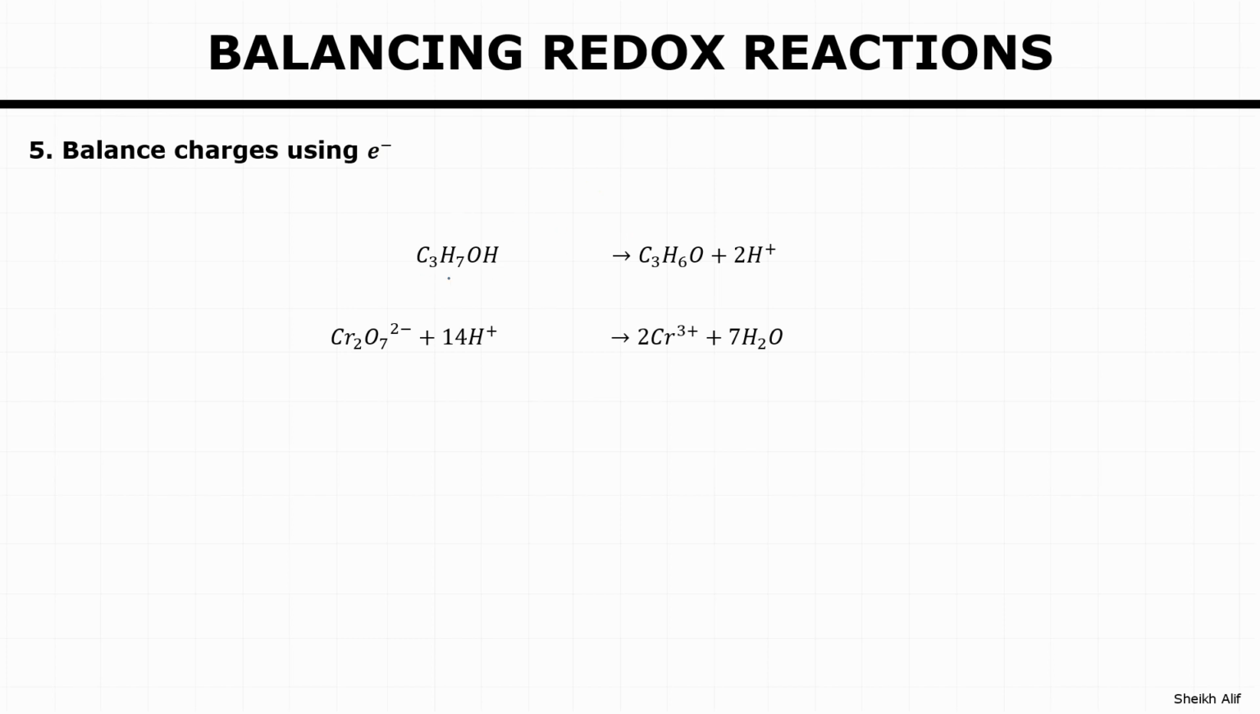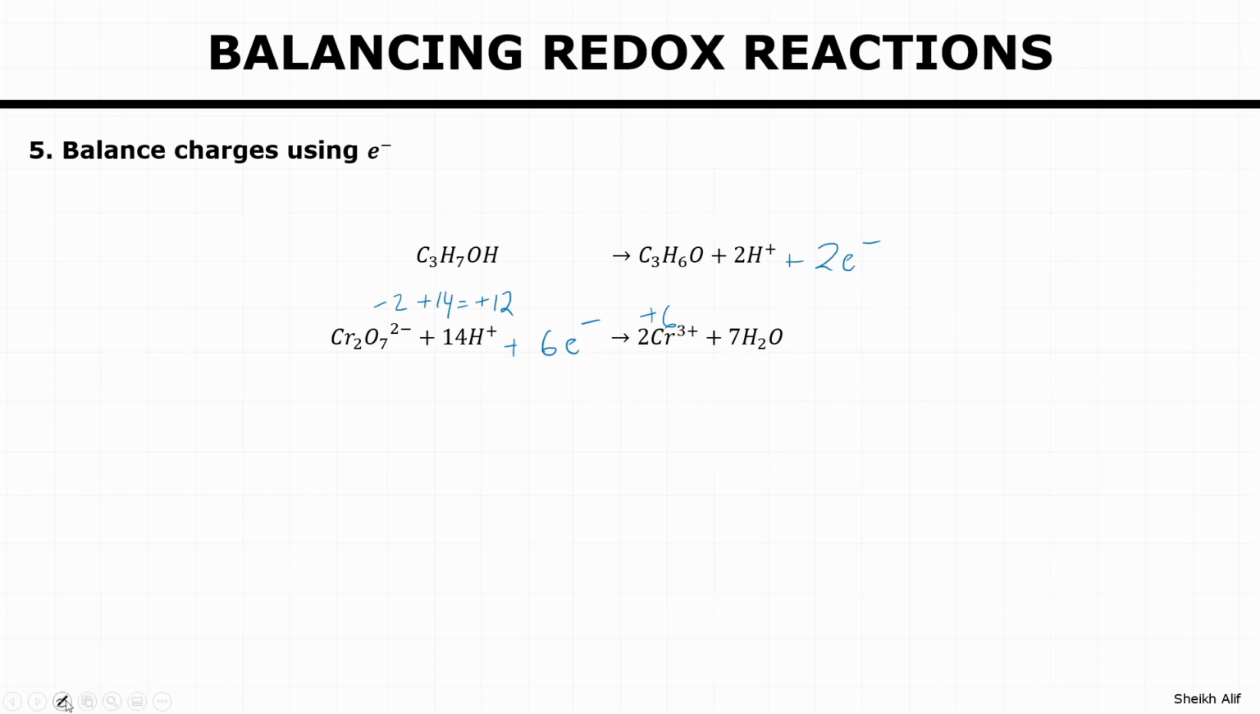So on the left-hand side of the first reaction, you have a charge of 0. On the right-hand side, you have a charge of 2+. So let's add 2 electrons on this side. And then on the bottom here, you have a charge of -2 plus 14. That's a charge of positive 12. And on the right-hand side, you have 2 of these Cr3+, so that's a charge of +6. So in order to balance these out, let's add 6 electrons here, so that the charges on both sides are both 6+. So that's how you balance the charges.